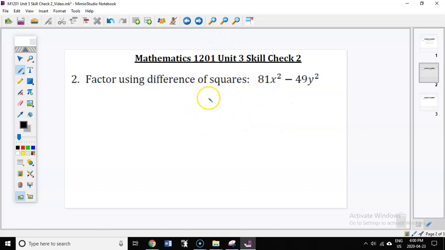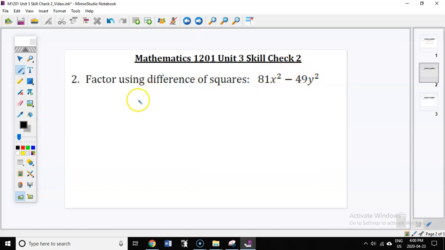Moving on. And I gave it away in the question, so it says use difference of squares. So you look at the notes, what does difference of squares mean? Well, it's got to be 2 perfect squares, and they've got to be subtracted. So if we look at both of these, 81 and 49 are perfect squares, and the powers are even.